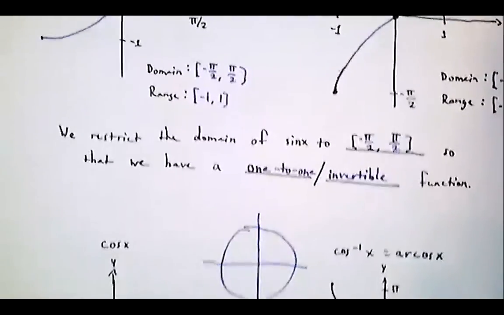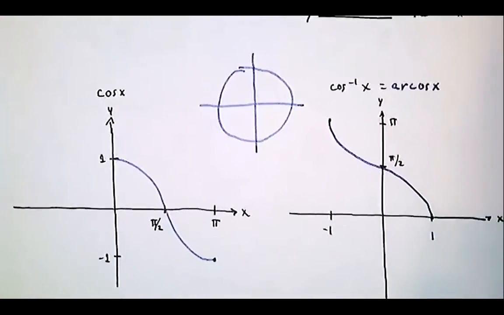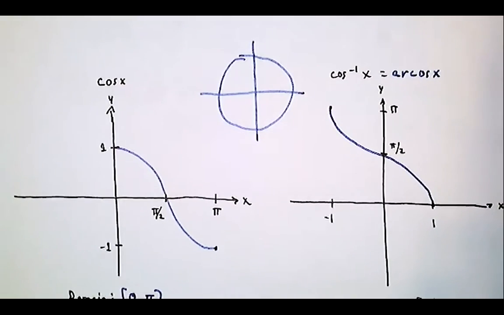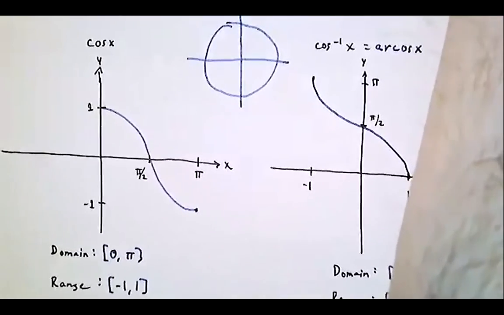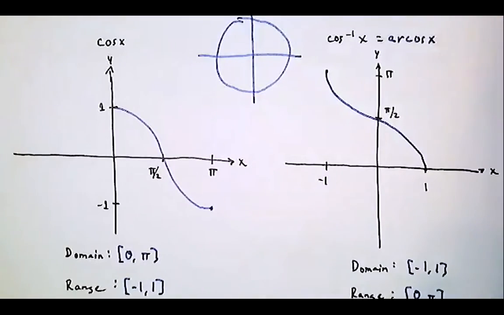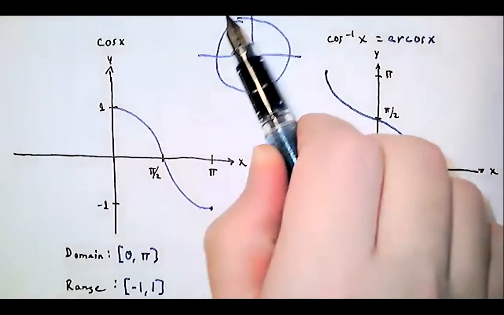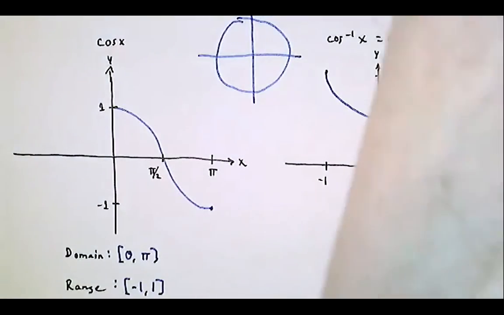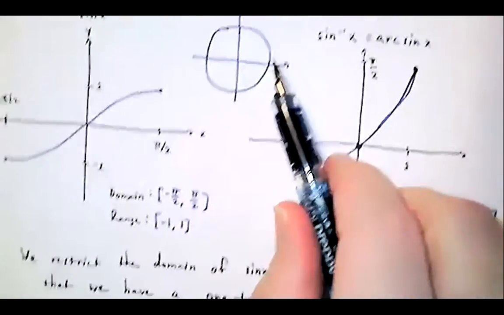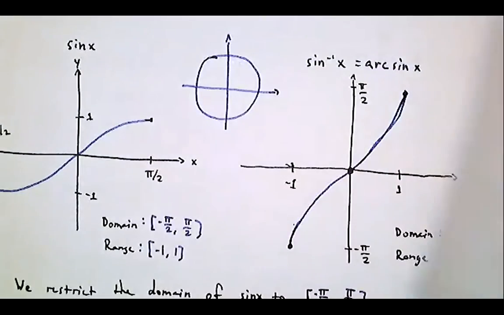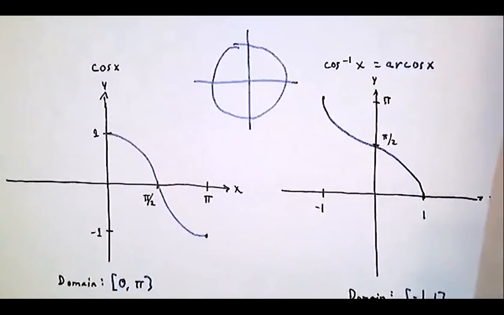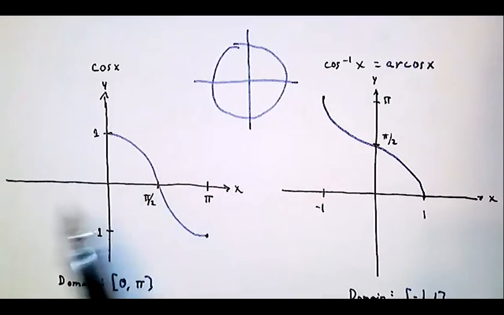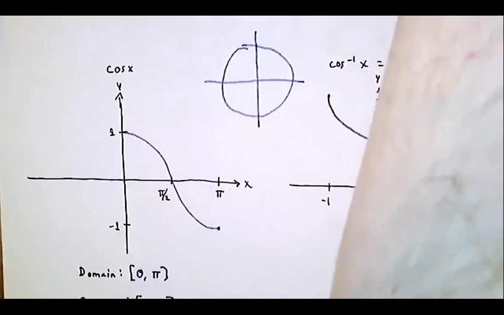Okay. And then we also talked about cosine and its inverse, arc cosine. We made a slightly different choice of domain for cosine. This choice corresponds to the upper half of the circle, whereas the sine choice corresponded to the right half of the unit circle. But when we made that choice, we still get something that's one-to-one. If we draw horizontal lines across it, we'll only intersect at most once.